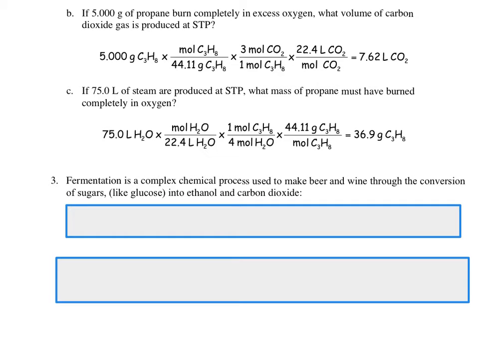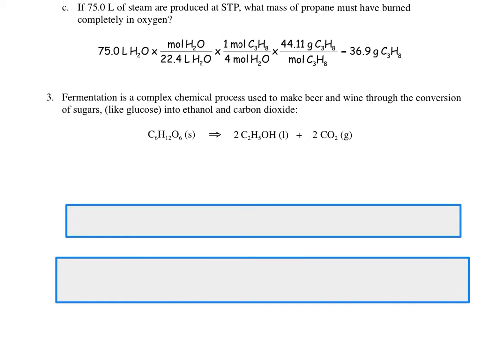And that means first step, using the molar volume, 22.4 liters per mole, to get us to moles of the water. 4-to-1 ratio from the balanced equation converts that moles of water to moles of propane. And then there's that molar mass for C3H8 that we used in a previous part of the problem. We punch our numbers, do our order of operations right, and we get 36.9 grams of the propane would have burned to produce that amount of water vapor.